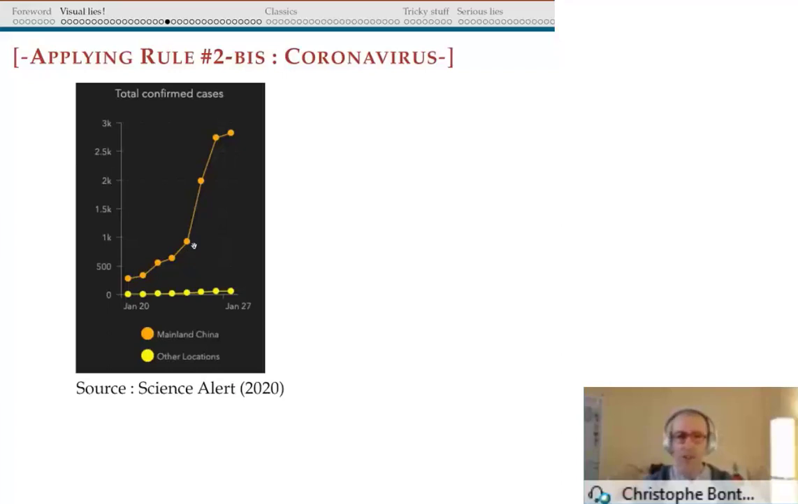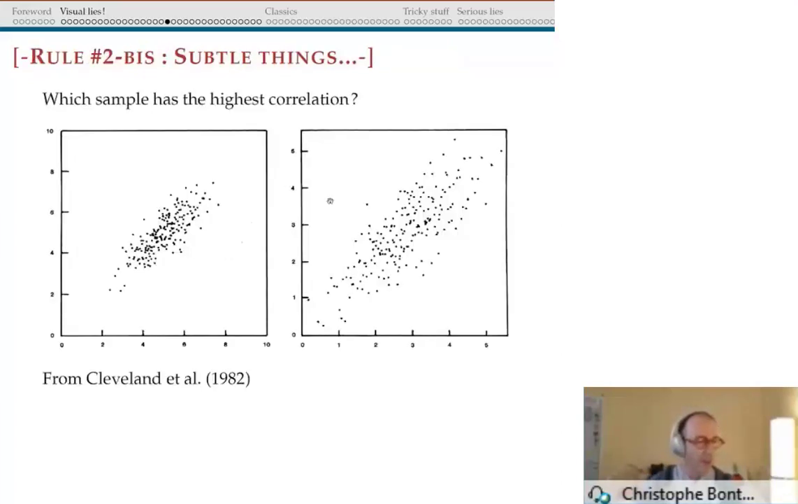There are some more subtle things, and I think we have a poll here, poll number 5, for this question. So, in your opinion, which sample has the highest correlation? The one on the left or the one on the right? There are two different samples, but I want to know which one has the highest correlation. You know, we always talk about correlation somehow when you have two variables. It's a very old example, actually.